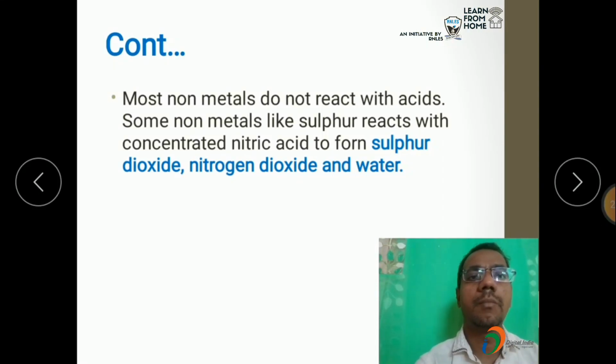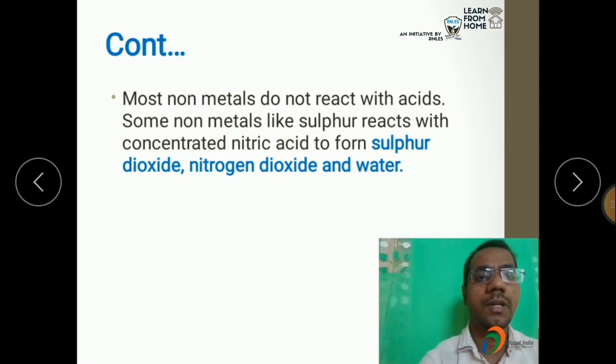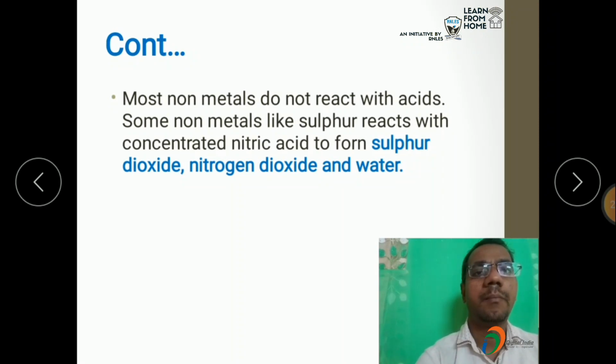Most non-metals do not react with the acid. So whatever reactions we discuss are nothing but for the metals only. But if we compare with the non-metals, they do not react with the acids.